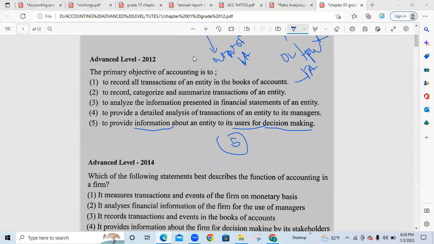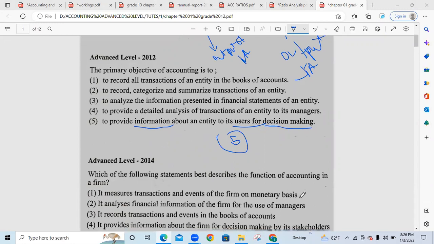So, guys, if you take your past paper, in your past paper, the first question will be from this chapter. First question, they will ask you what's the objective of accounting, or what's the objective of financial accounting, what's the objective of management accounting, or general purpose, specific purpose. These are the first questions. Just take a past paper book and check. So, guys, see here. Answer is fifth one.